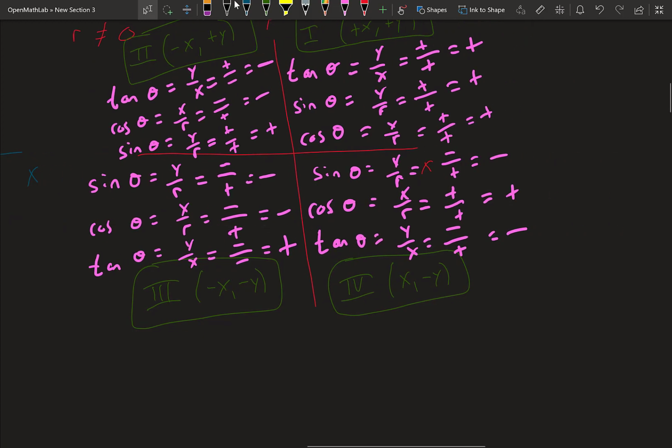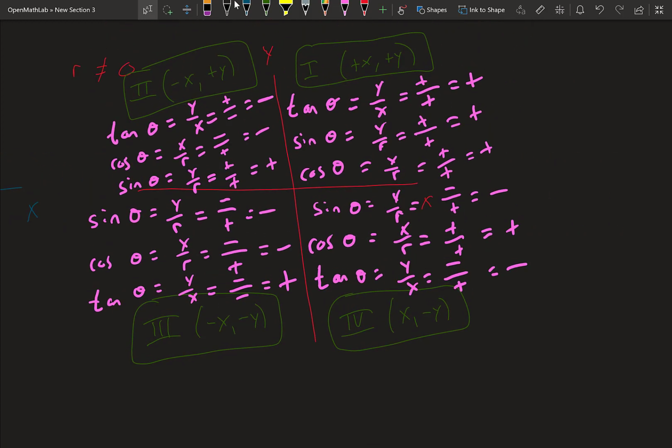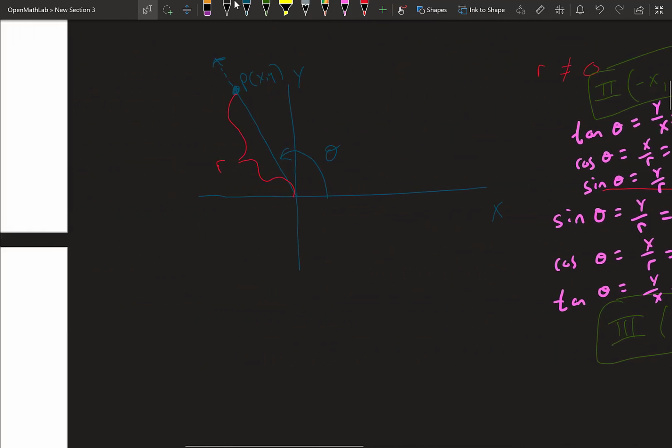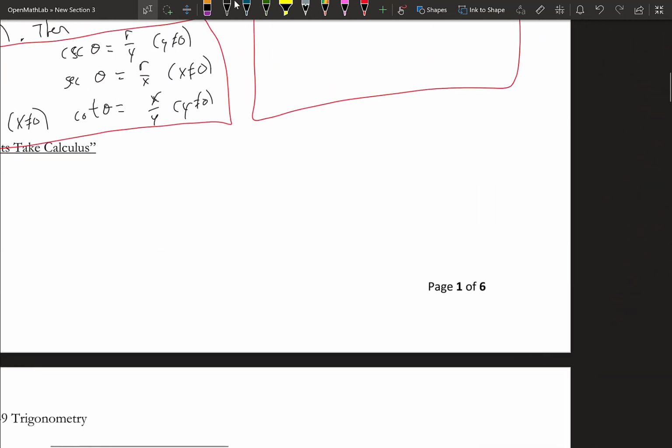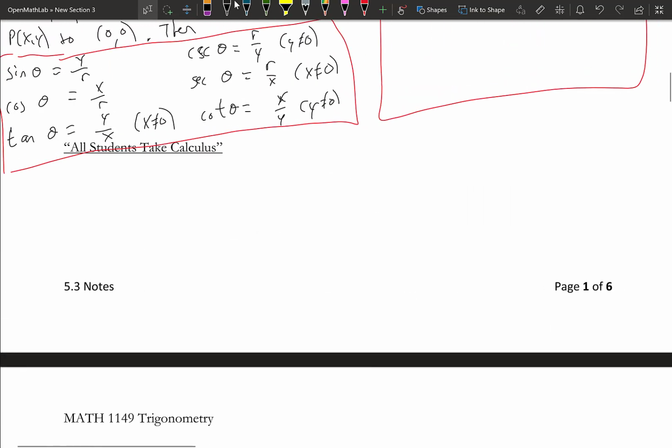And that's not something we would typically write out each time, but we're just exploring what these signs are and why. So what we have to help us remember the signs is we just remember where things are positive, right? So this saying, all students take calculus, is a way to help us remember. If I have an xy plane, then we just write all students take calculus, following the order of the quadrants.